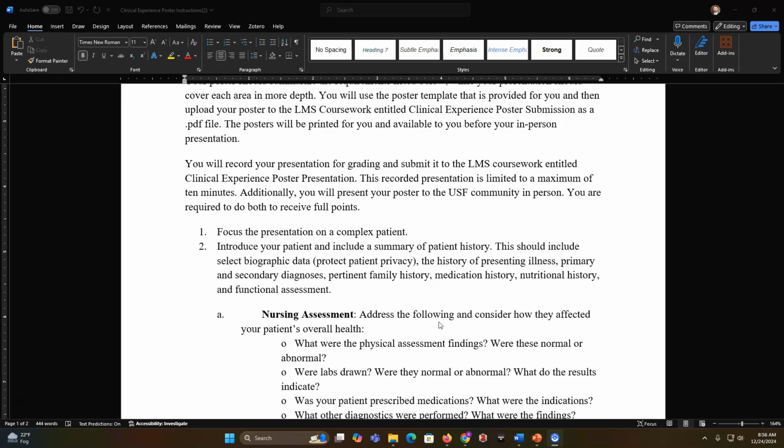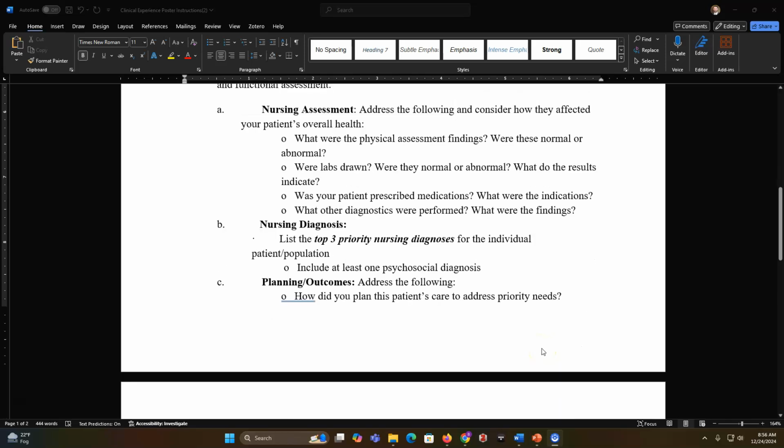How did this impact your patient's overall health? What were the physical findings? What were normal? What were abnormals? Were labs done? Were diagnostics done? What medications were they on? How does that all fit together on your patient? Were there any complications related to any of those?